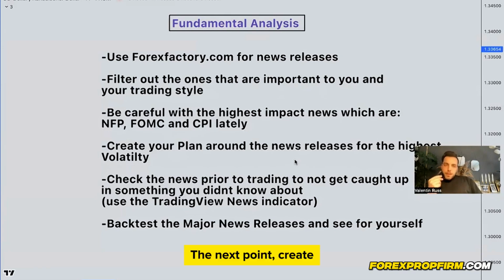The next point, create your plan around the news releases for the highest volatility. If you backtest it for yourself, and I always say backtest it for yourself, because at the end of the day, I can talk so much about my experience, but you need to find out and see these things playing out for yourself as well.